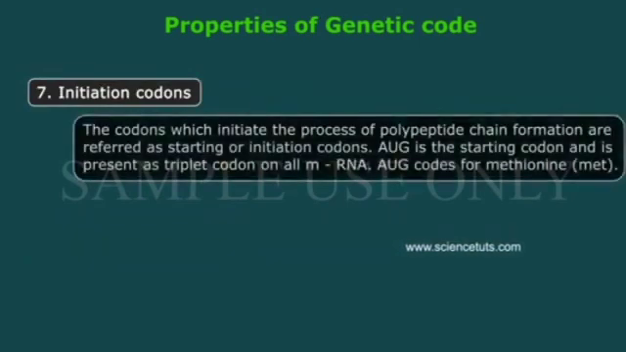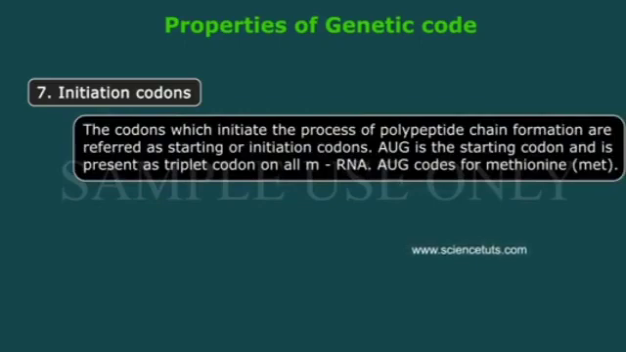7. Initiation codons. The codons which initiate the process of polypeptide chain formation are referred to as starting or initiation codons. AUG is the starting codon and is present as a triplet codon on all mRNA. AUG codes for methionine, MET.